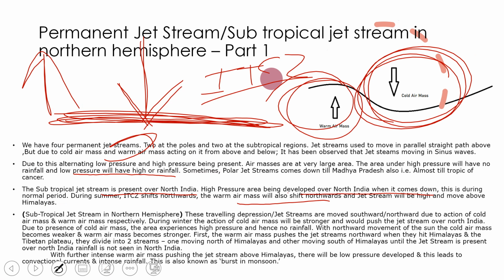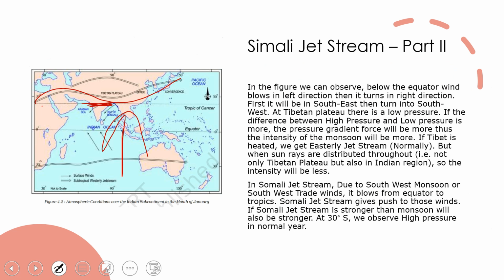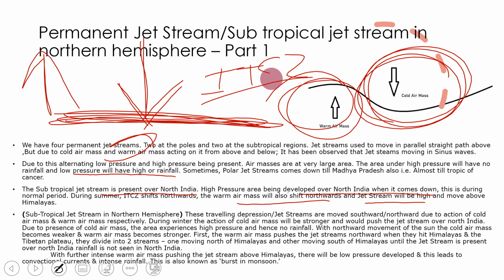So during summer the ITC jet will shift northward. Then the warm air will also shift northward, and the jet stream will rise and move above the Himalayas. So again you will see that suddenly this polar jet stream will disappear, and you will get the monsoon hitting the Himalayan regions again. You will get rainfall and all. For that, first the high pressure should disappear, and then the monsoon will arrive, and it will happen suddenly.